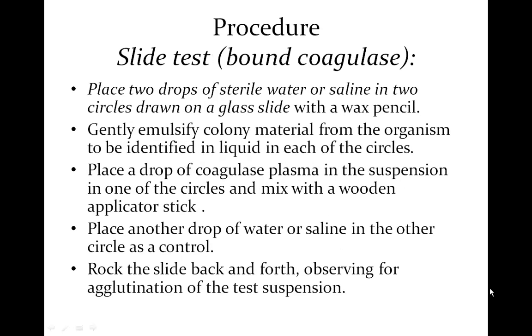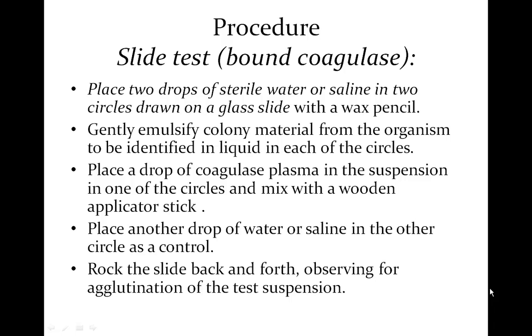How to do the test? First we will see how to do a slide test, then we will see how to do a tube test. The slide test: first, place 2 drops of sterile water or saline in 2 circles drawn on a glass slide with a wax pencil. Gently emulsify colony material from the organism to be identified in the liquid in each of the circles. Place a drop of coagulase plasma in the suspension in one of the circles. Mix with a wooden applicator strip.